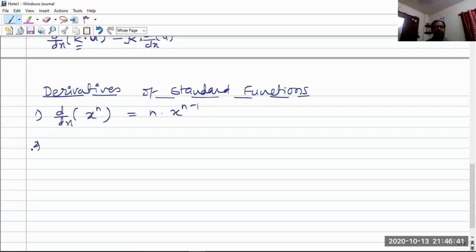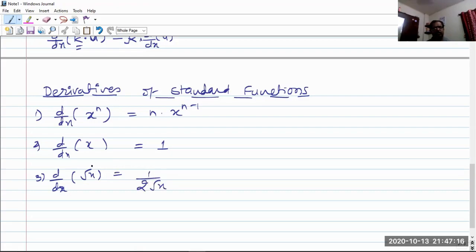Okay, the second formula is the derivative of x only. What is the derivative of x? The derivative of x is equal to 1, right? After that we have the derivative of root x. What is the derivative of root x? The derivative of root x is given by 1 upon 2 root x, right?